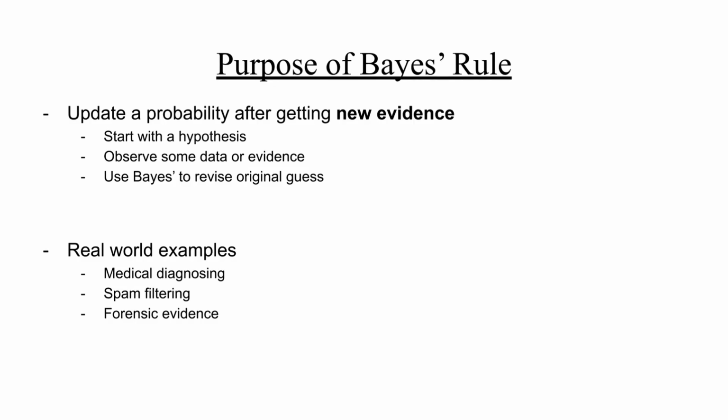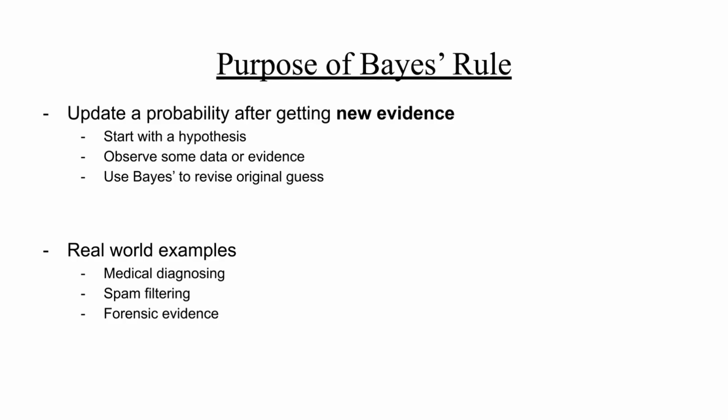Hi, my name is Adi Vora, and I'll be explaining the purpose, formula, and the meaning of variables for Bayes' rule. So, the purpose of Bayes' rule is to update a probability after you get new evidence. So we start with some hypothesis, we get some data, and we use Bayes to revise our original hypothesis.